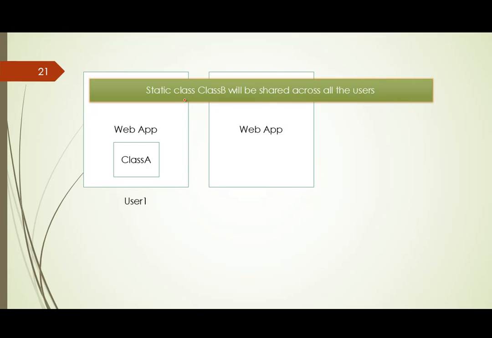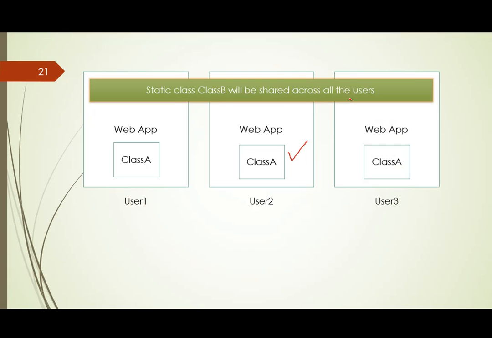Let's say user 2 comes in at the same time, and class A will be created again for user 2, but class B will not be created. It will be shared across. Let's say you have user 3, and class A will be created again. Let's say that user 2 is gone, so that class A will be gone, but the static will still remain there. Let's say user 2 comes in again, then class A will be created again specifically for that user, and these are all separate instances. Everyone is going to occupy memory for class A. Class A will be replicated three times for three users, but class B will be shared.